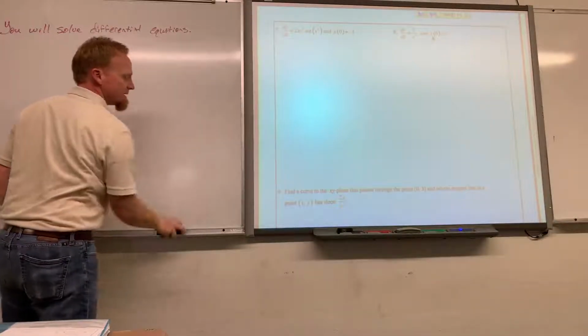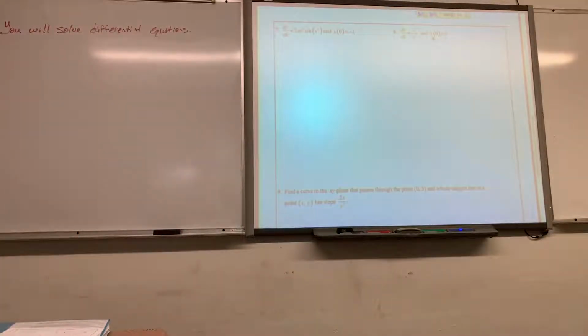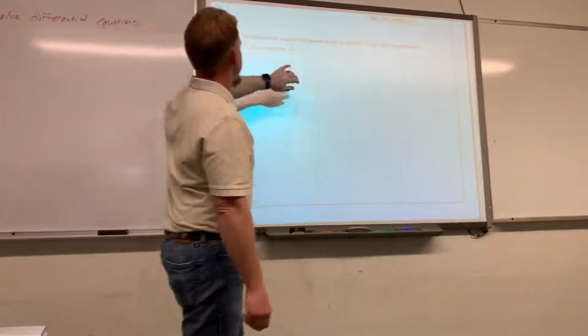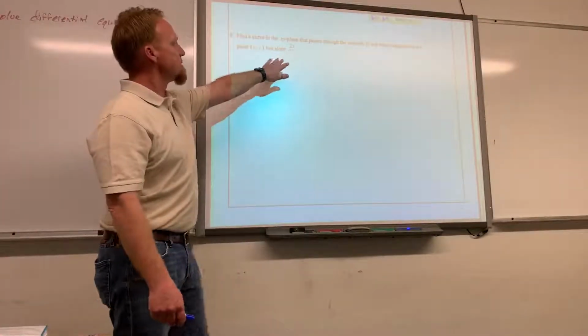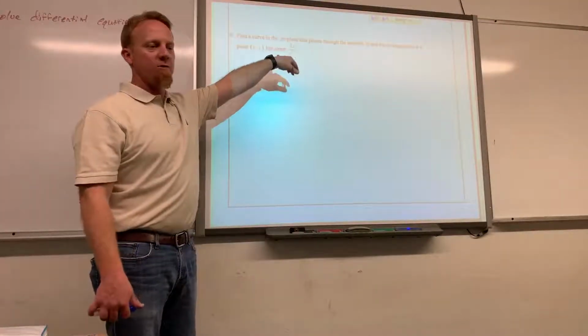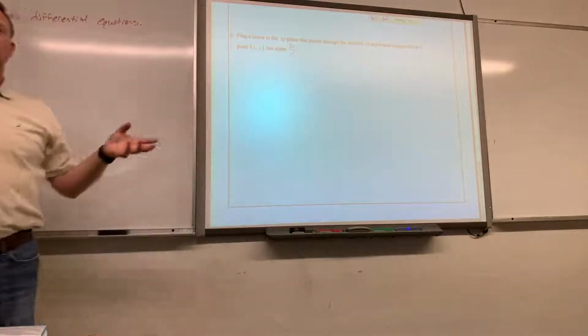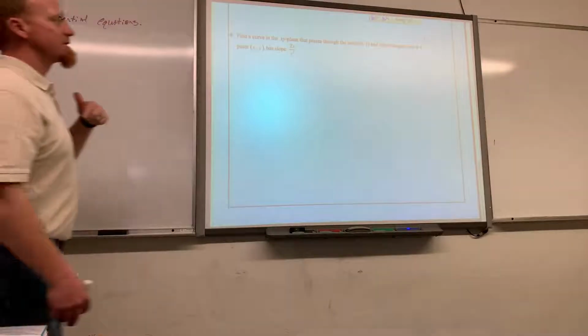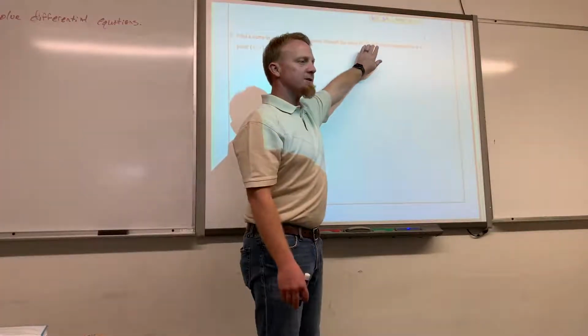Haley, which one did you want? 9. Alright, find a curve in the xy plane that passes through the point 0, 3, and whose tangent line at a point xy has a slope of 2x over y squared. Now this problem is not actually hard. The hard part is understanding what it's actually telling you. So the first question is, what are they giving me with the 0, 3?